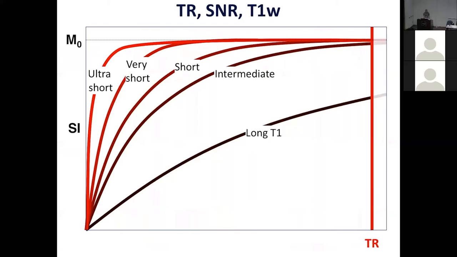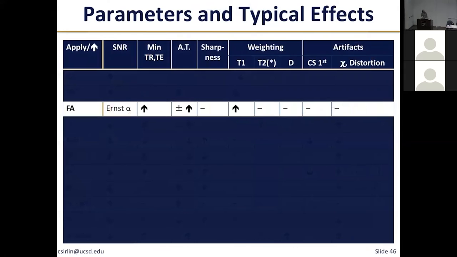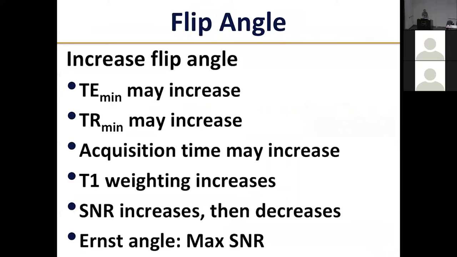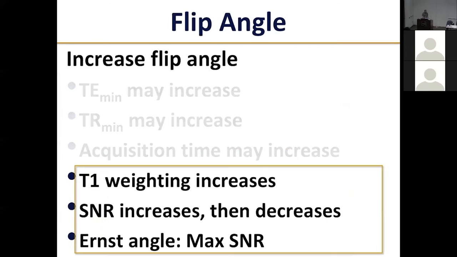Okay, now let's talk about flip angle. Flip angle is something else that affects T1 weighting. As we increase the flip angle, several things happen. The echo time may increase, the TR may increase, the acquisition time may increase, the T1 weighting does increase, the signal to noise increases and decreases, and there's something known as the Ernst angle. So we're going to focus in the interest of time on these three things: the effect of flip angle on T1 weighting, the effect of flip angle on signal to noise, and what the heck is this Ernst angle?